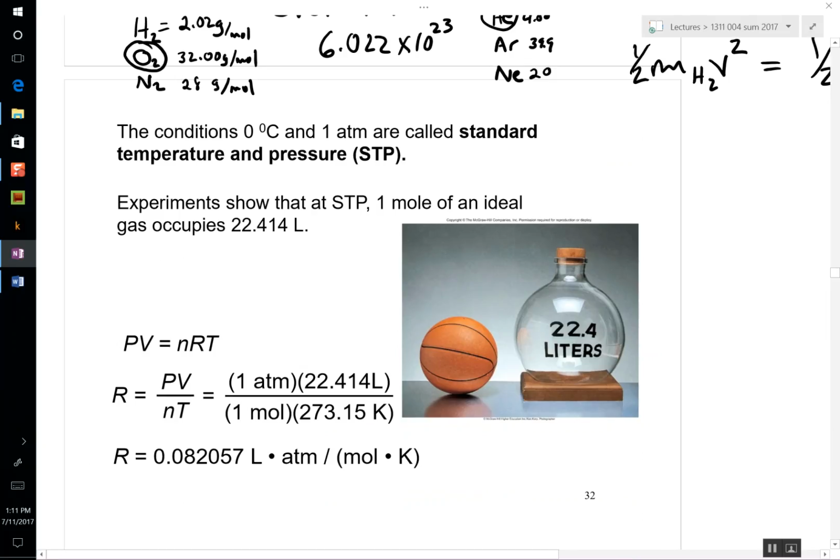Well, there you go. There it is visually. All right. The 22.4 liters is quite a bit bigger than a basketball, but it's giving you an idea of what that is. And they get it to 22.414 liters, a little bit more accurately. Okay?